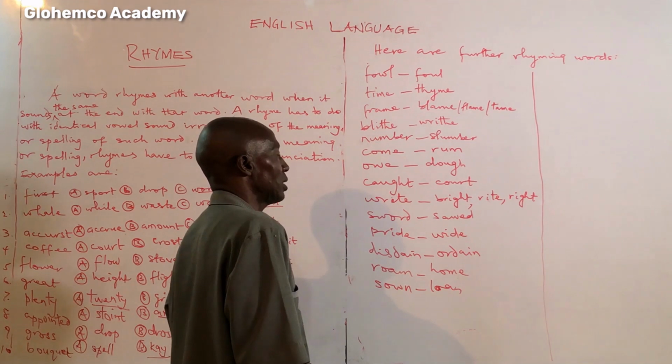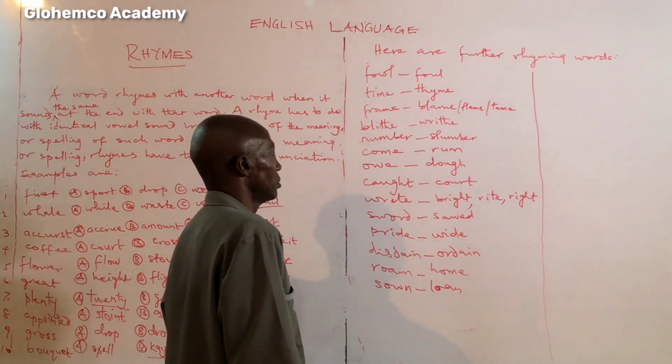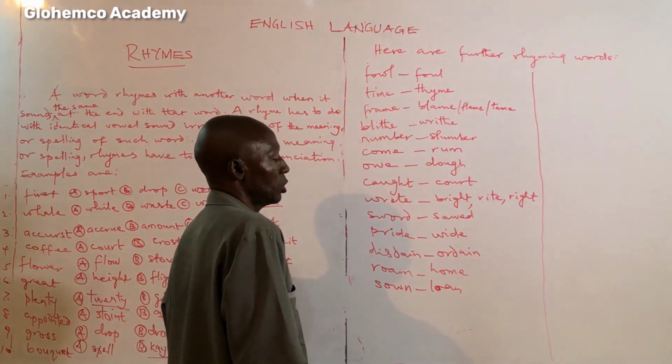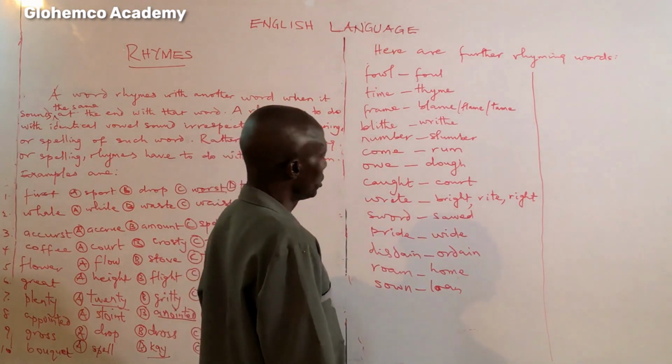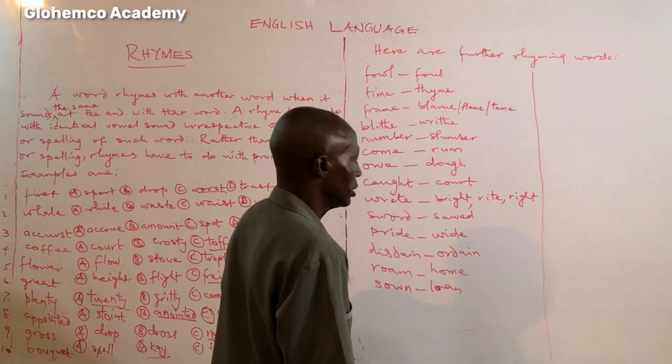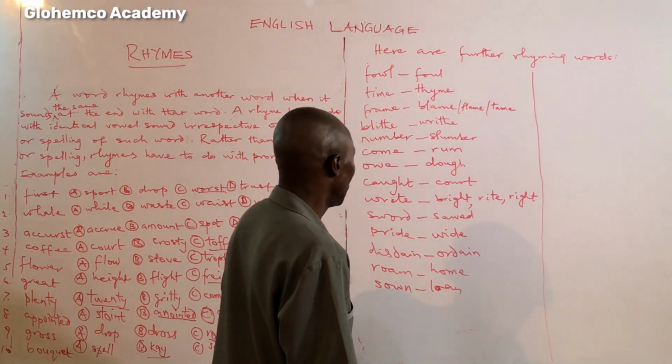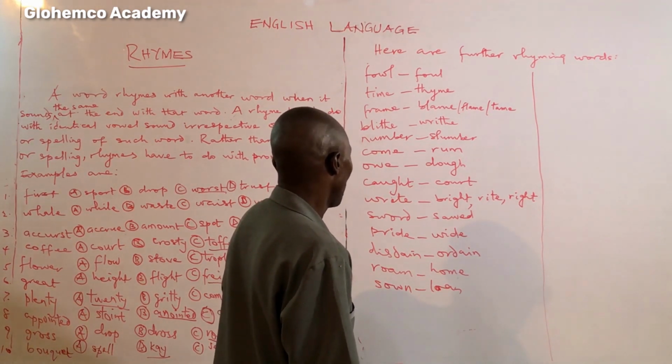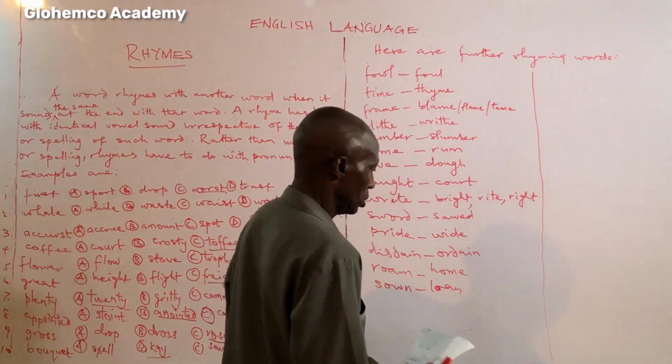We have right, we have sword. S-A-W-E-D, then S-W-O-R-D, then pride, wide, disdain, ordain, roam, home, soul, loan.